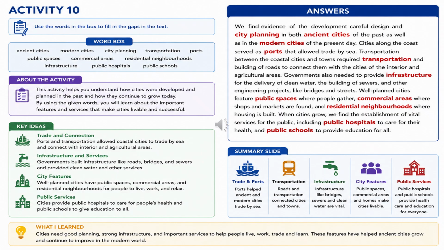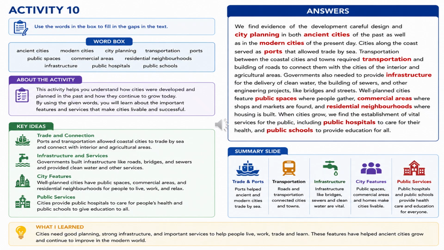So both ancient cities and modern cities require careful planning so that people can live, work, and travel comfortably. So the next answer is ancient cities and modern cities. Although cities have changed over time, both have always needed good planning and organization, right? Yes.